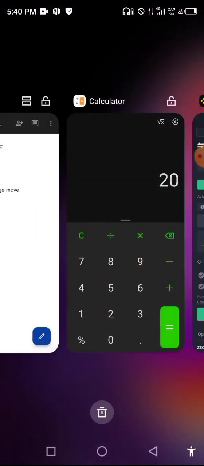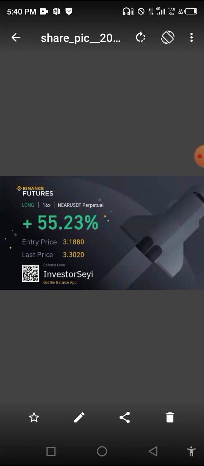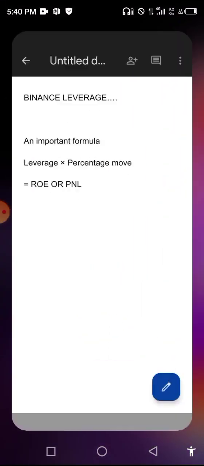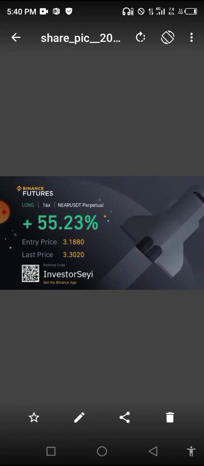Another thing I want to quickly teach you guys is this. When you see people do 100%, 200%, 800%, 900%, don't be freaked out. You just need to calculate it very well. Let me quickly teach you this. This is 55%, and the leverage is 16x. I told you that leverage times percentage move is ROE or PNL, and my ROE is 55%. So just do 55 divided by 16.